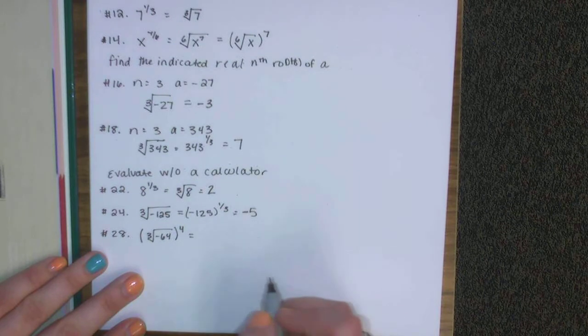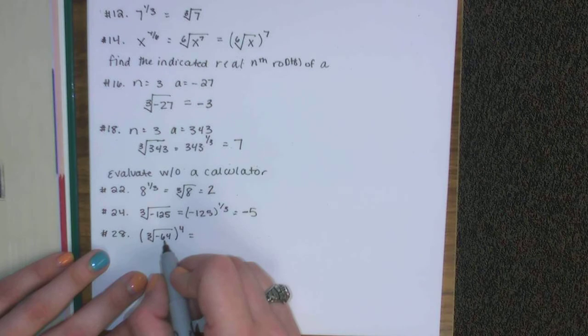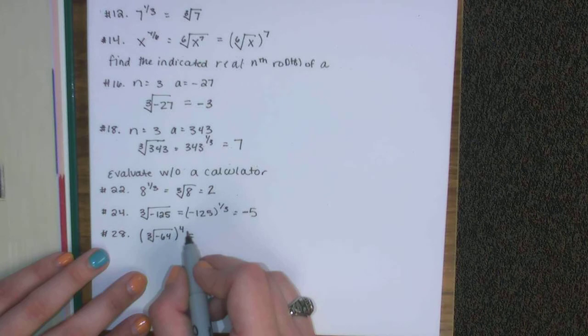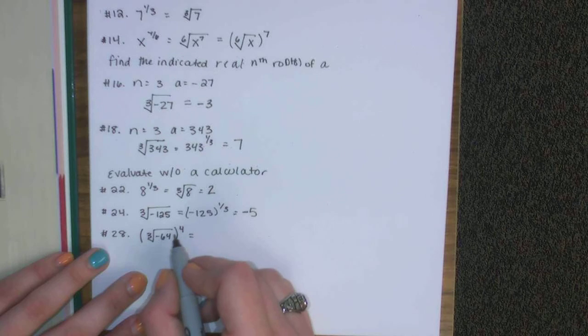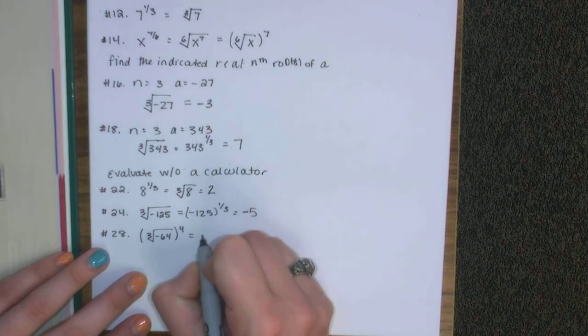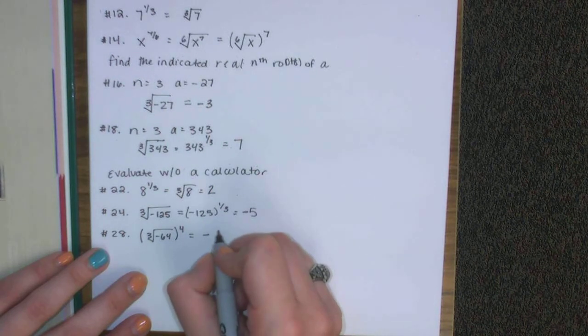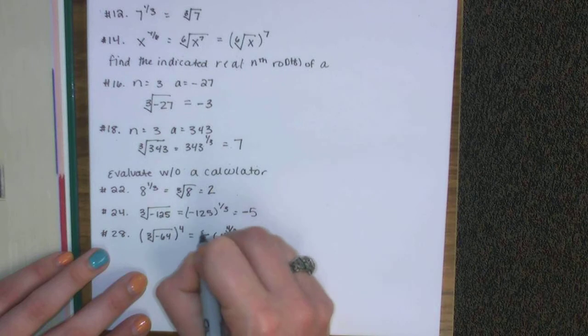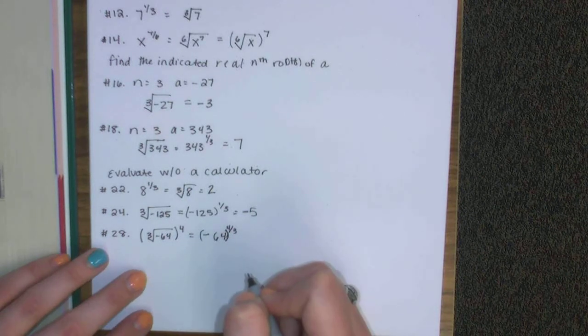Alright, so we have negative 64 here, and we're taking the cube root of it, and we're raising it all to the 4th power. So my fraction is going to be 4 over 3. There's a couple ways we could think about this problem. This is one that I'm more inclined to rewrite as negative 64 raised to the 4 over 3. And now remember that negative sign goes inside.